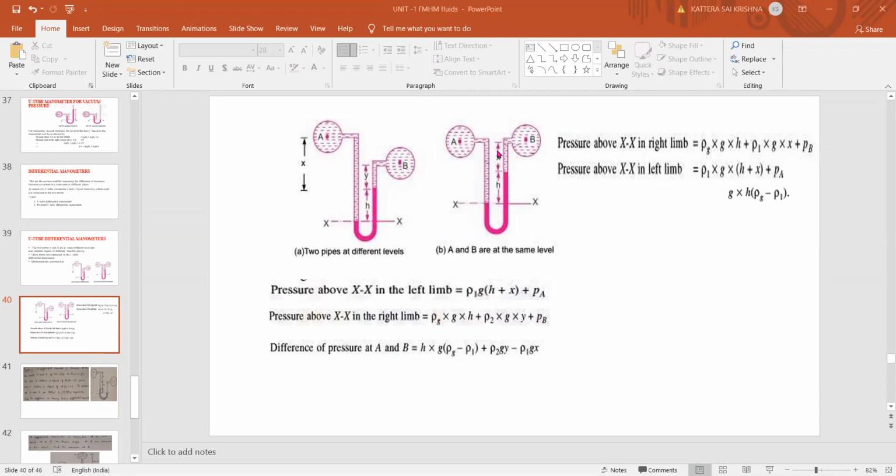Is total height, H plus X. So rho 1 G into H plus X is the pressure created because of this head, plus PA.